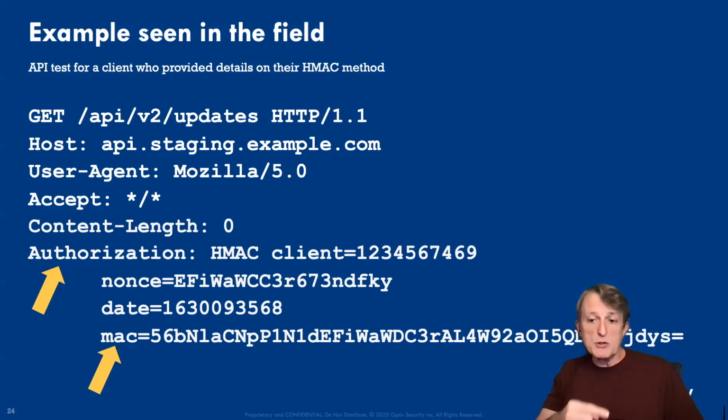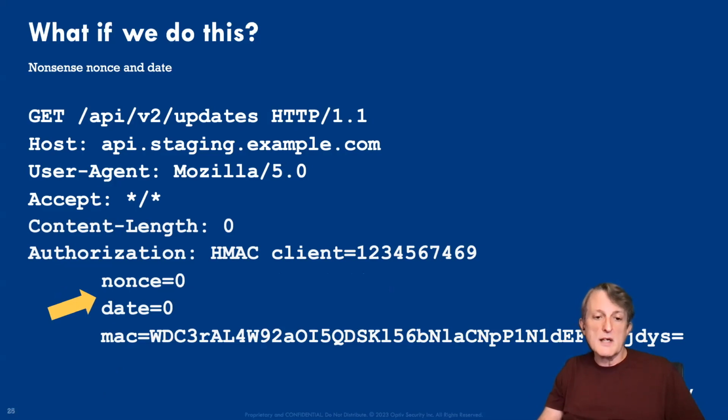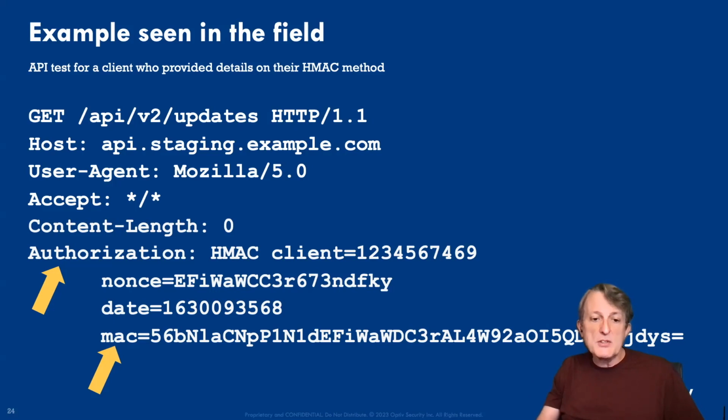And if there's data in the post body, it will include that data. And it will include some of these values from the authorization header, the nonce and the date, typically. And that's all included in what's encrypted or hashed. Now, like I said, I had to write some code to do this because this client was using a format that I didn't recognize, and my tool didn't know how to handle.